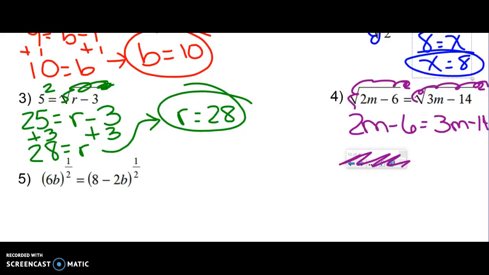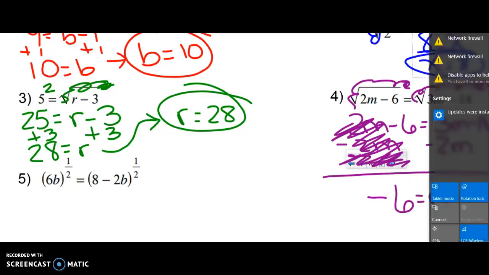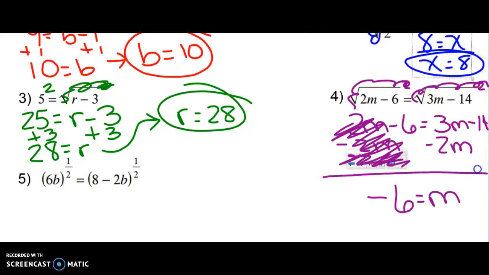All right, so now I'm going to subtract my 2m, just because it's smaller than 3m. That's going to give you negative 6 because these two guys cancel out. And then 3m minus 2m is just 1m. And remember, this is a negative 14, and it needs to come down here, so we're going to bring it down here, minus 14. So if we add 14 to both sides, we're going to get 14 plus negative 6 on the left, and that should give us an 8. And m is equal to 8.